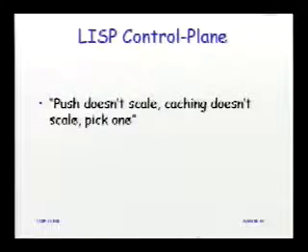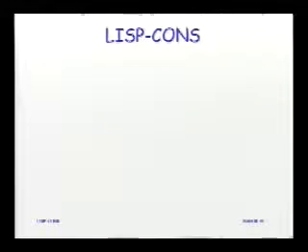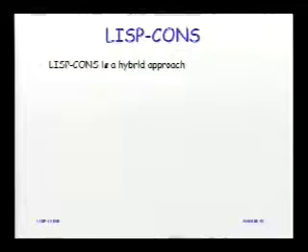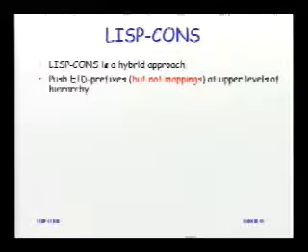This is the problem. If you push it out, it doesn't scale because the database is big. Caching doesn't really scale, so we had to pick one. So LISP-CONS is going to reflect our hybrid approach to this. So what we do is we push EID prefixes, but this is crucial. So when I show you how this works, just keep this in mind. We're pushing the EID prefixes around at the upper levels, but explicitly not the actual mappings themselves.